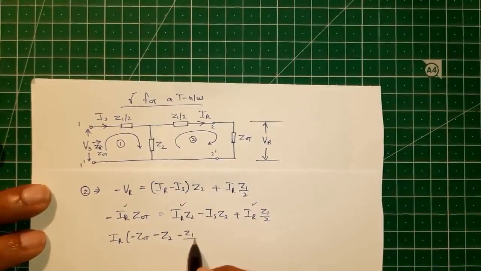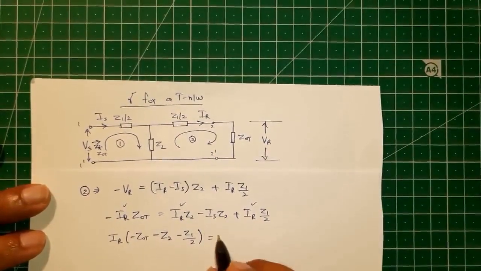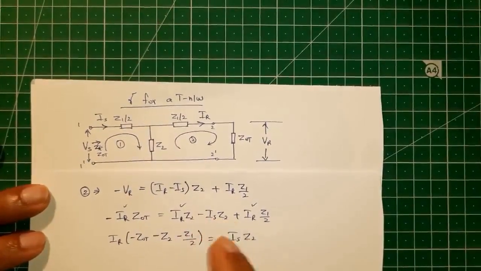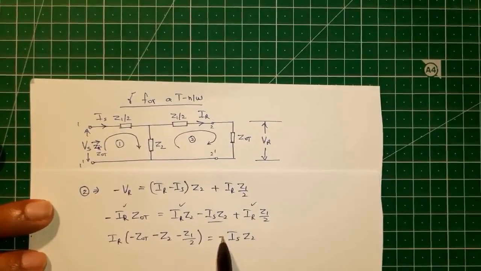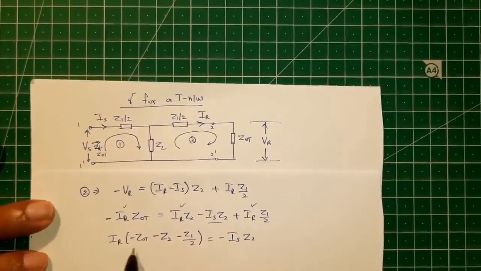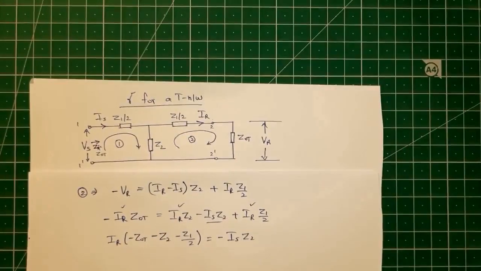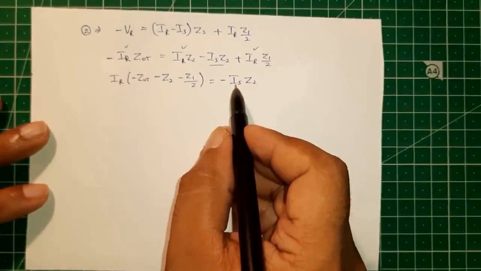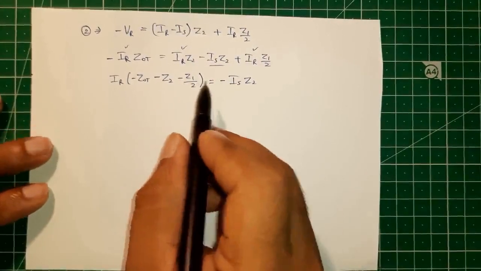Yes, Z1 by 2. So on the right hand side we have minus IS into Z2, this term alone. Now you can observe this minus sign inside the bracket, so all these quantities will become positive. Also we will take the ratio IS by IR by bringing this Z2 here, so that these terms will be cancelled.